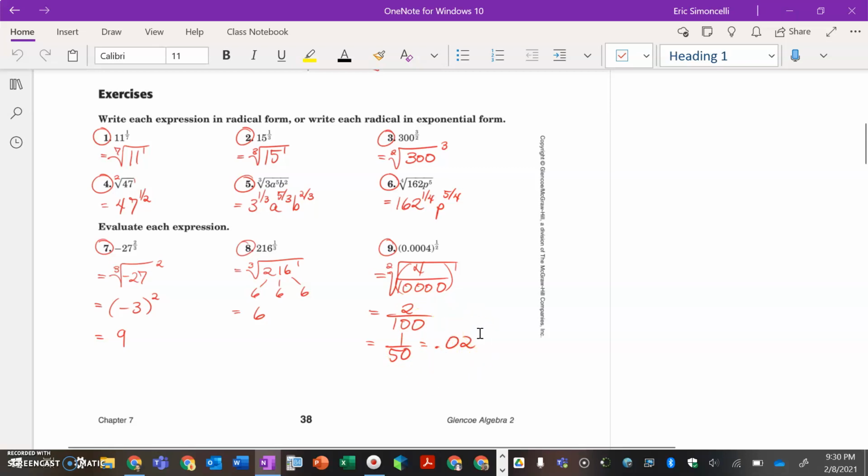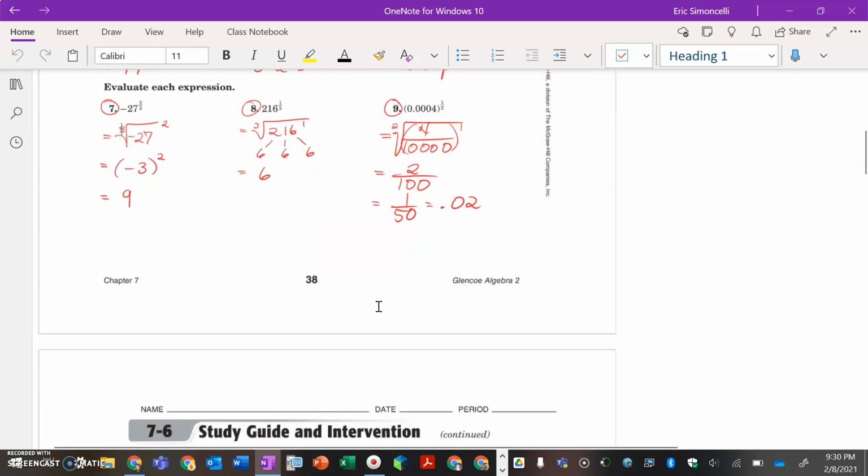If you use a calculator on any of these questions, that's acceptable, but I still ask that you try, at the beginning at least, try to see if you can do a good majority of it without a calculator. All right, moving forward here.